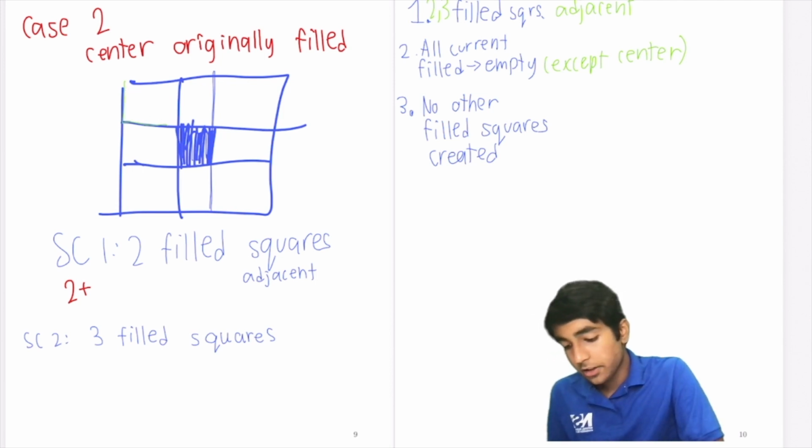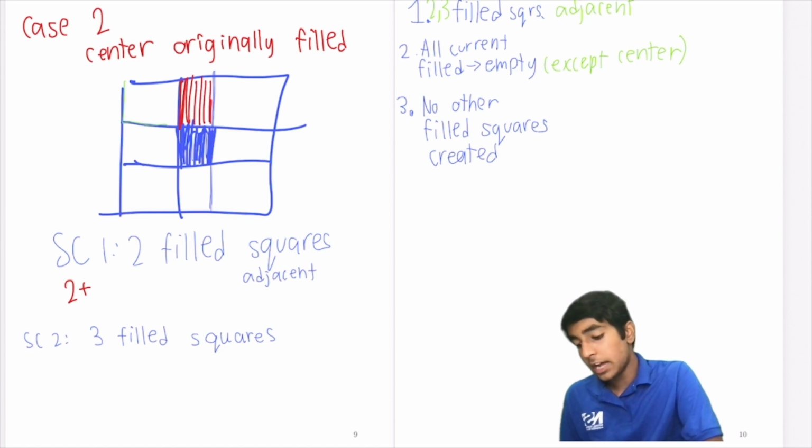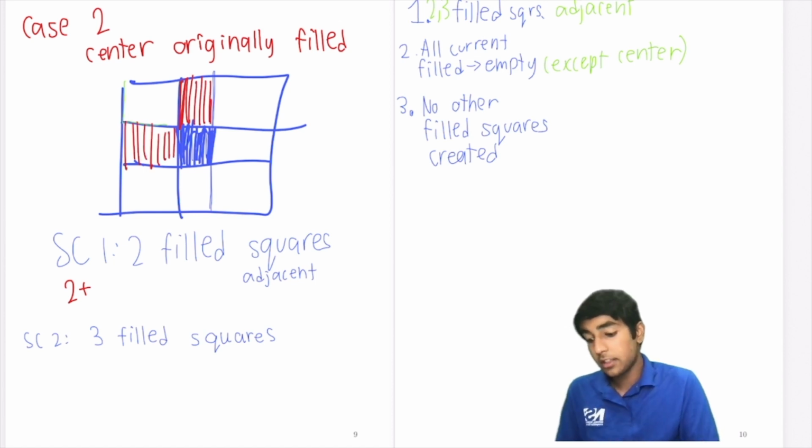What about 2 edges? Something like this, maybe. What if the 2 edges are adjacent? Does this work?